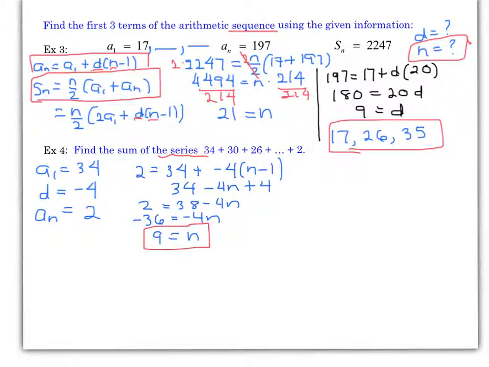Okay, so how does that help me? Well, now that I know that n is 9, I can find my sum. So I'm finding the 9th partial sum, because remember that n is 9. So we have 9 divided by 2, times a sub 1, which is 34, plus a sub n, which is 2. And when you work that out, you get a lovely 162.